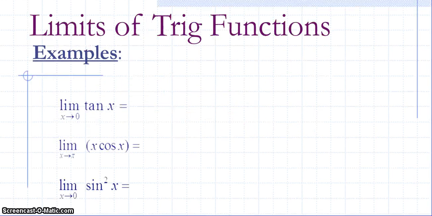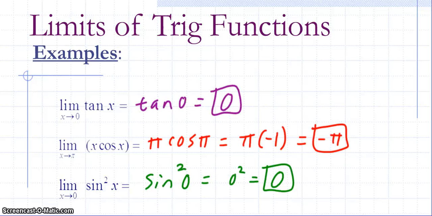Alright, limits of some trig functions. So I want you to evaluate these limits. Pause the video, unpause when you're ready to check your work. Quick hint, don't freak out because it's trig. And now I know you're going to freak out because I told you not to, but don't. Okay, so here we can just do direct substitution for all of these. The tangent of 0 is 0. Pi times the cosine of pi. Well, the cosine of pi is negative 1, so that's negative pi. The sine of 0 is 0. 0 squared is still 0.